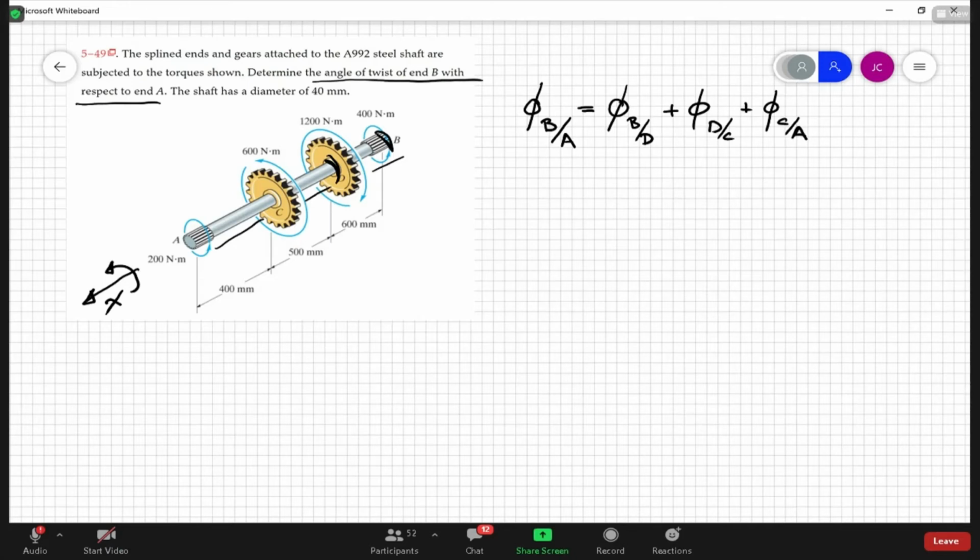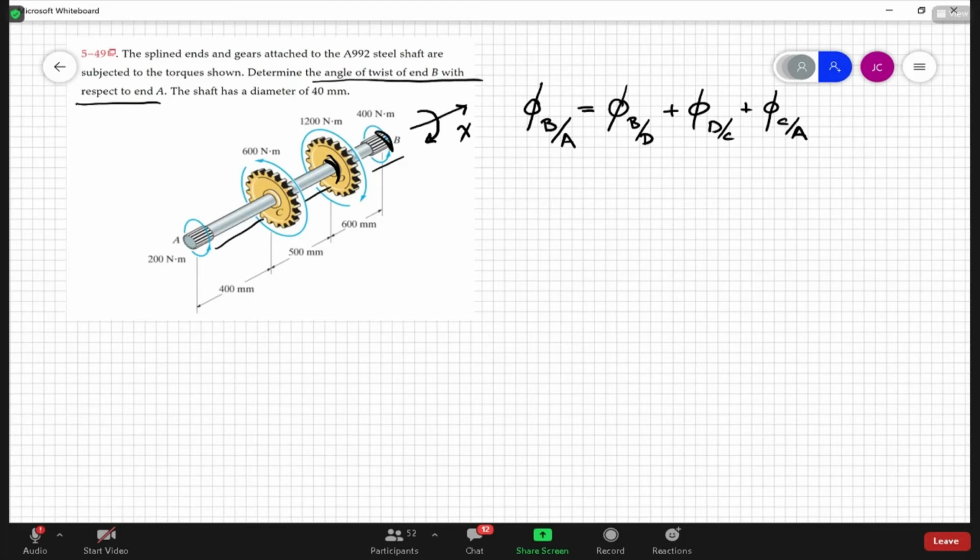So maybe in this case, we'll draw X in this direction just to make it a little easier, because that's the way we're looking. At least that's the way the problem wants me to look. And if that's the case, then that's the positive direction using the right-handed rule. Okay, so imagine you're looking down from point B down to point A, okay?